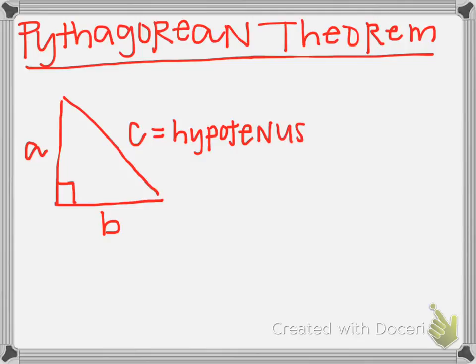So we have your hypotenuse, and then I'll label A and B as our legs. So remember, A and B are interchangeable. It doesn't matter which order those go into.